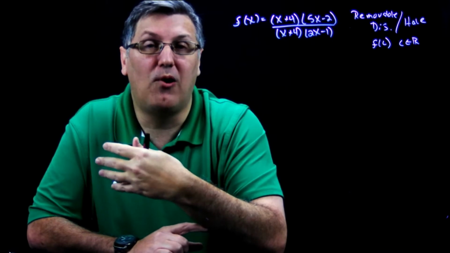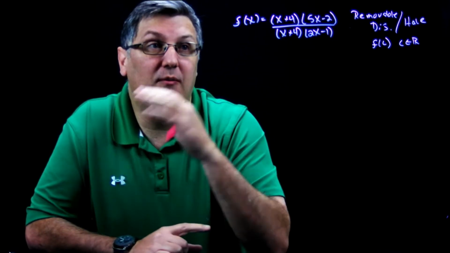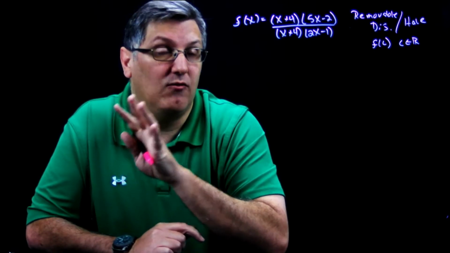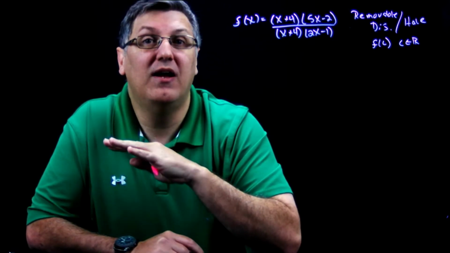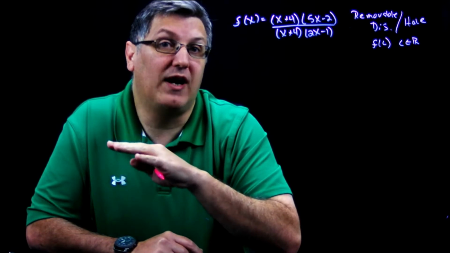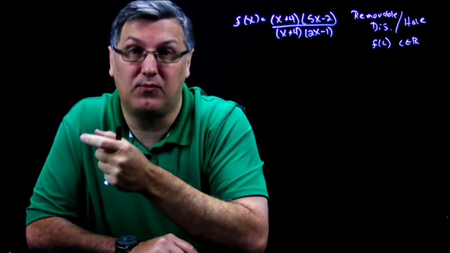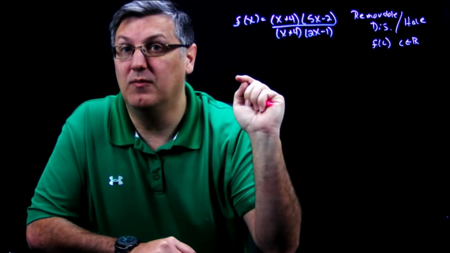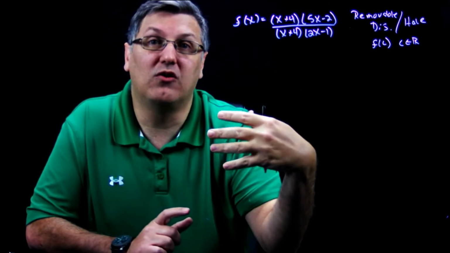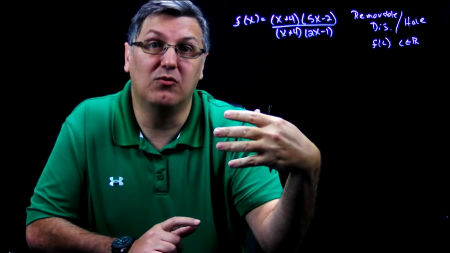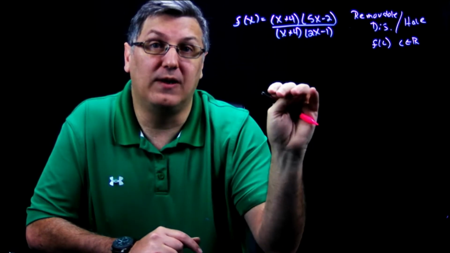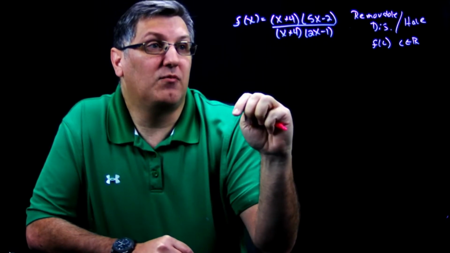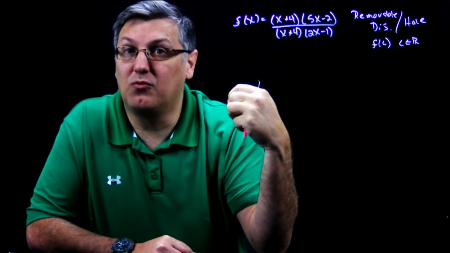The removable part is we want to factor all the time. This one's in factored form, but we want to factor rational functions all the time, and then look to see if we can reduce the fraction or remove something from the fraction, hence removable discontinuity. So discontinuity is going to come when our denominators are equal to 0, as far as in pre-calc. If I look here, I have x plus 4 over 5x minus 2 and x plus 4 over 2x minus 1.